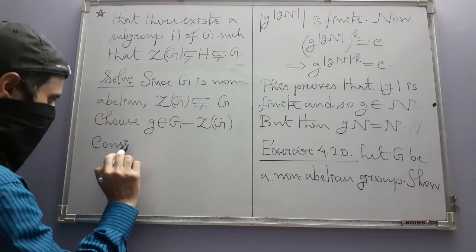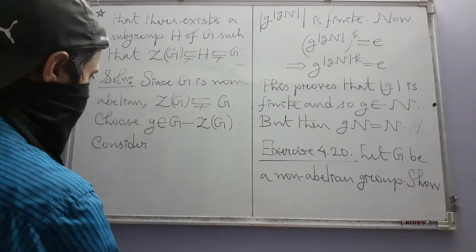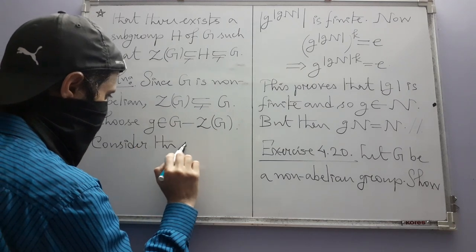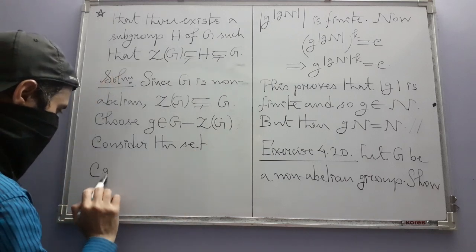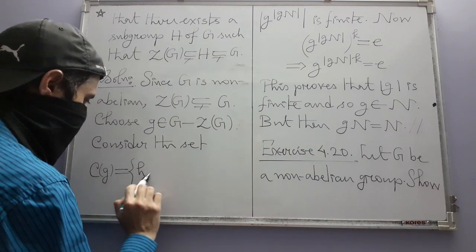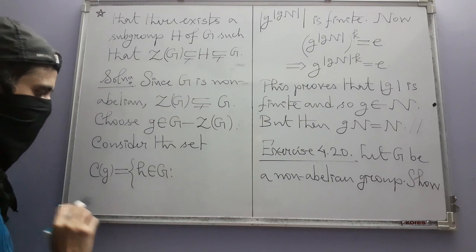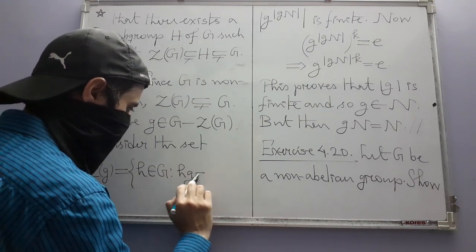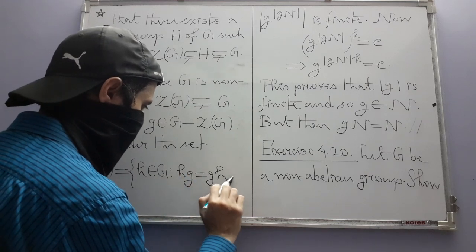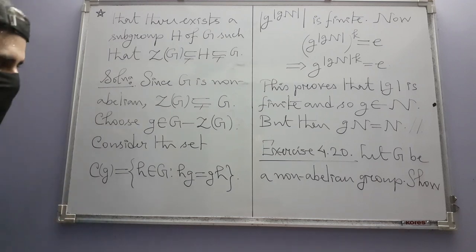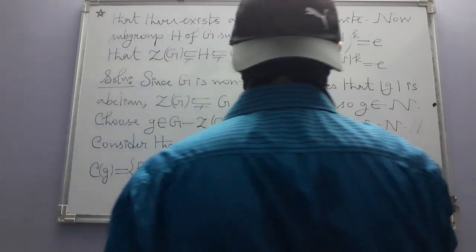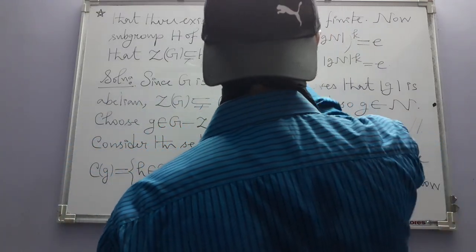Now, based on this g, we are going to define a subset of capital G, and let us call it C(g). Its definition goes like this: it consists of those elements in G which commute with this g. Now, what kind of subset can it be? Our claim is that it's actually a subgroup, and it is in fact the subgroup H that we are seeking.